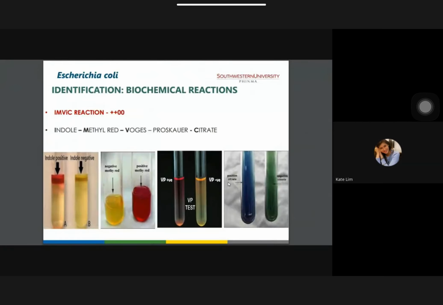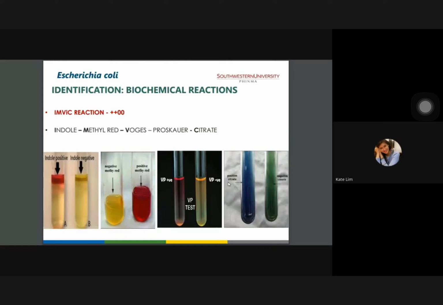All right, so let's continue with the biochemical reactions, specifically of your Escherichia coli. In my previous lecture, I have already introduced the IMViC reaction of Escherichia coli. IMViC stands for: I for indole, M for the methyl red test, V for the Voges-Proskauer test, and C for the citrate test.